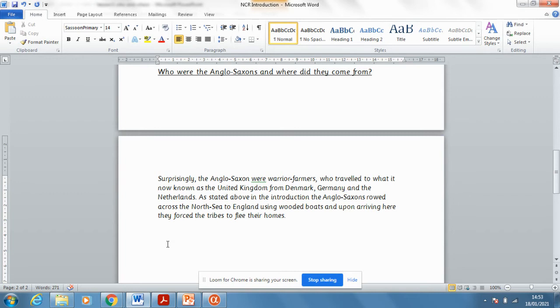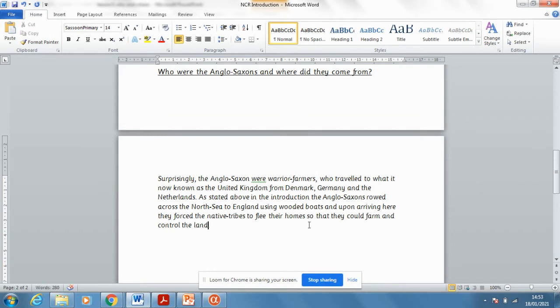So let's have a quick recap. As stated above in the introduction, the Anglo-Saxons rowed across the North Sea to England using wooden boats, and upon arriving here, they forced the tribes to flee their homes. So let's add a bit of extra information. They forced the native tribes, which native tribes mean the people who lived here to begin with, to flee their homes so that they could farm and control the land.